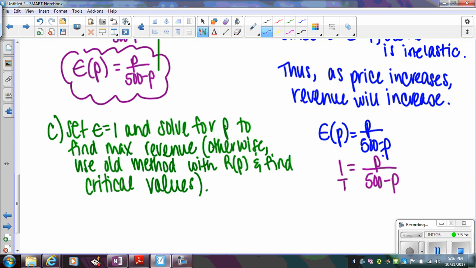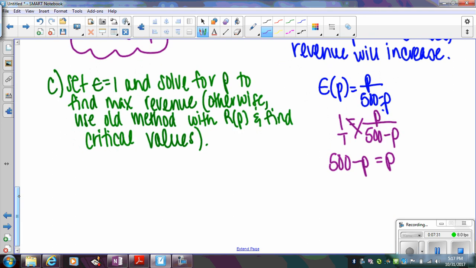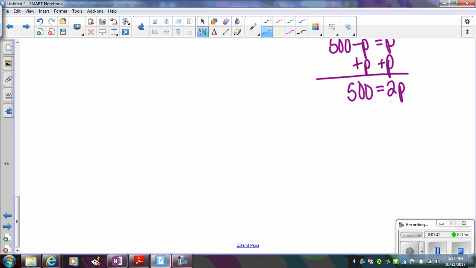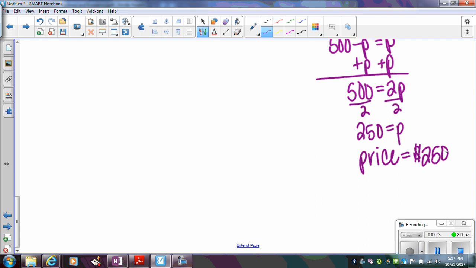So I'm going to put this over 1 and just cross multiply. So I get 500 minus P equals P. And then go ahead and add P to both sides. So I get 500 equals 2P. Divide both sides by 2. So we get 250 equals the price. So what that means is the price that would maximize the revenue would be $250. I'm going to just rewrite that so it looks like a 5.